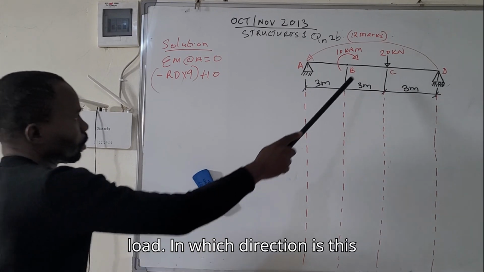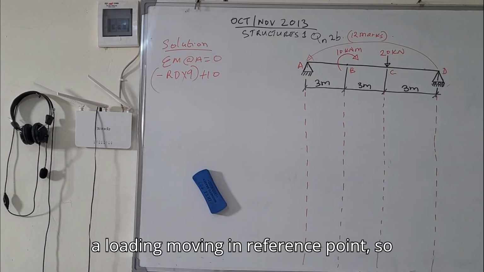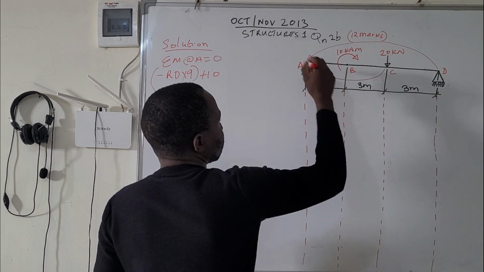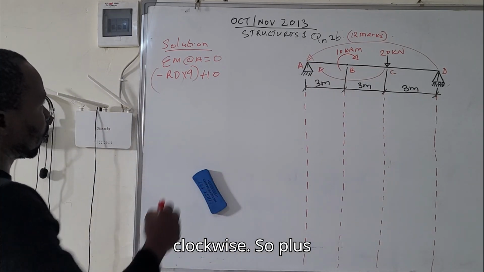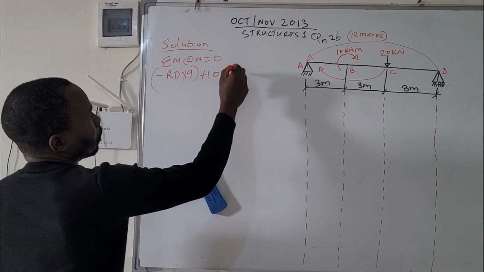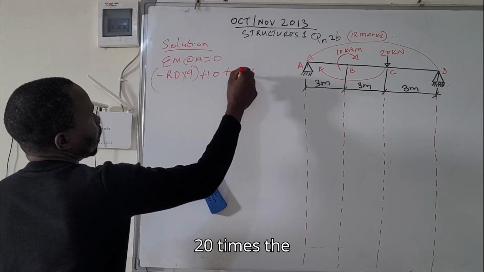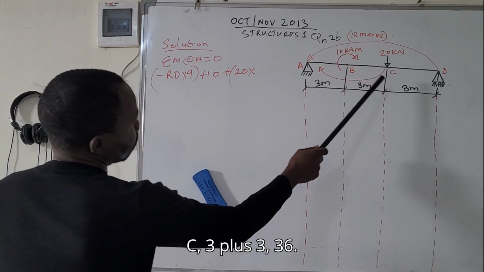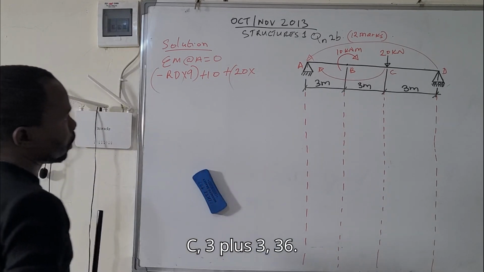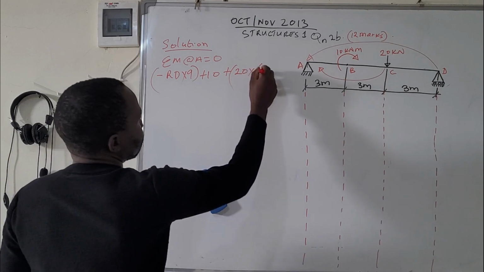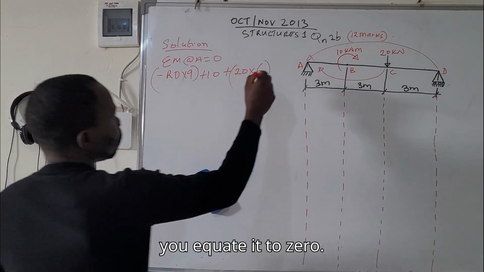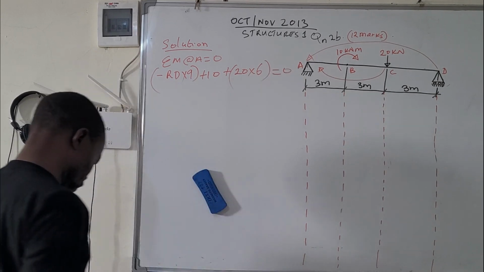Again, we have a point load of 20 kilonewton, or a concentrated load. In which direction is this loading moving in reference to point A? Like this, clockwise. So plus 20 times the distance from A to C. 3 plus 3, that is 6. Is there any other loading? No. You equate it to 0.